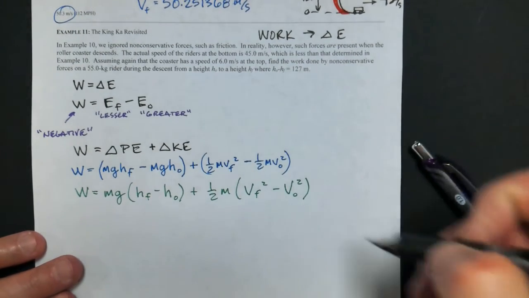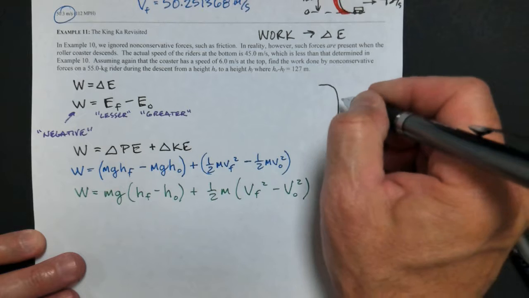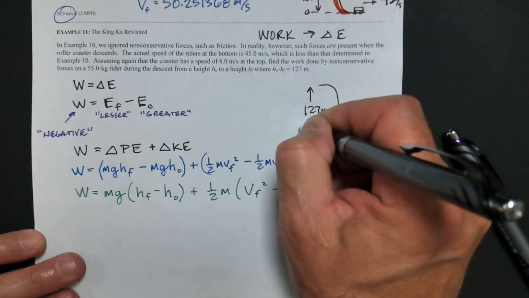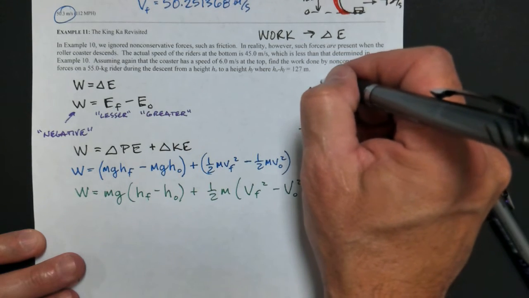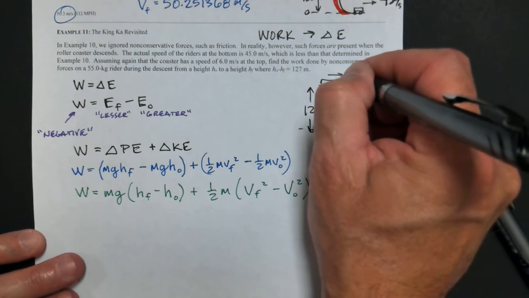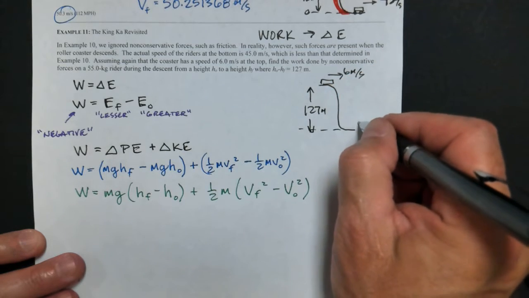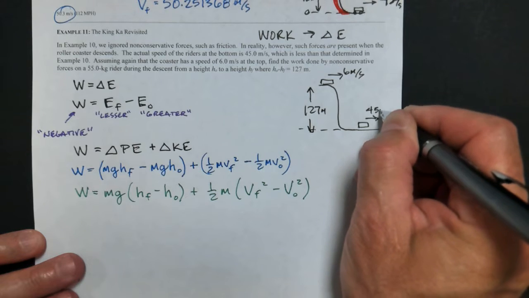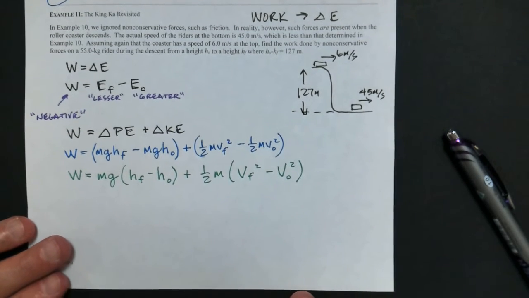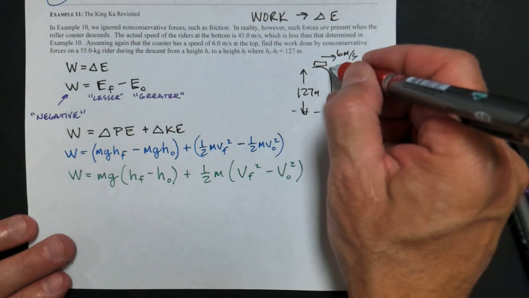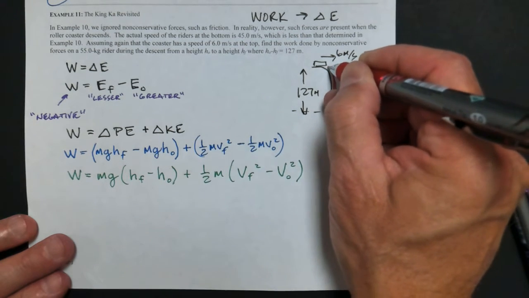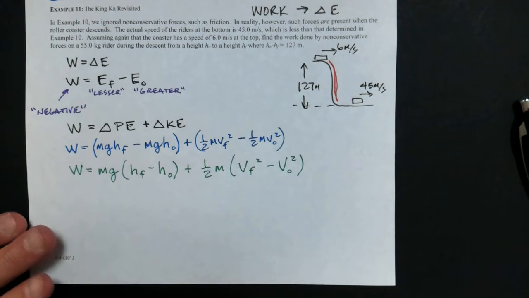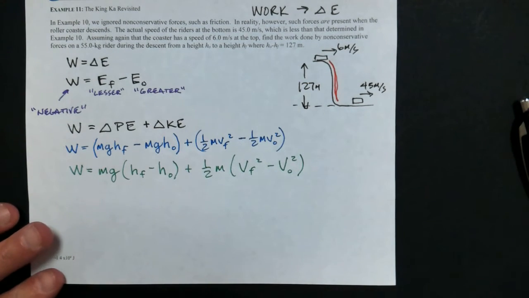I'll draw it very quickly. We're going from here to here, and this is 127 meters. And this is 6 meters per second. This is 45 meters per second, just so we can keep that in line. Okay? And remember, again, we're losing energy because of friction here, and that's a pretty straight vertical drop. All right. Well, let's just go ahead and plug in some numbers and see what we get.